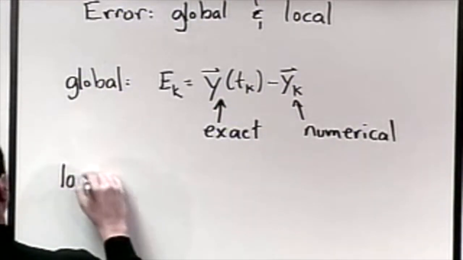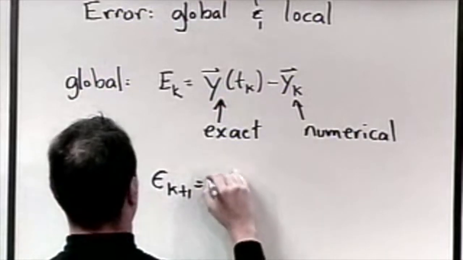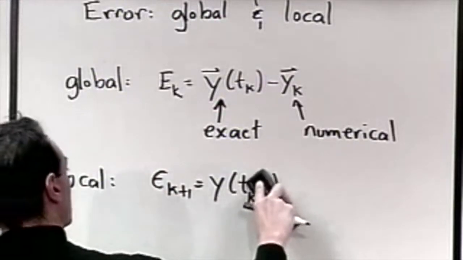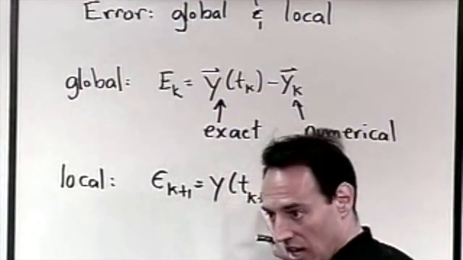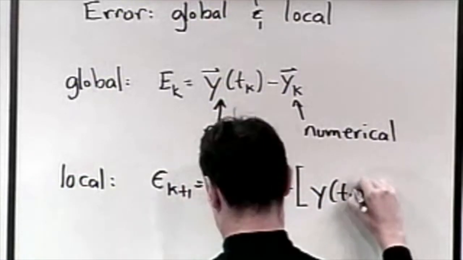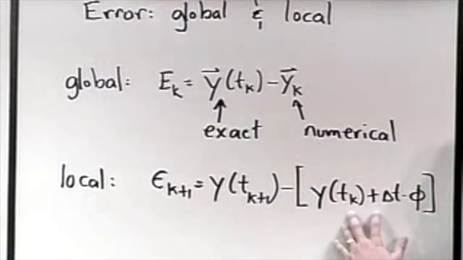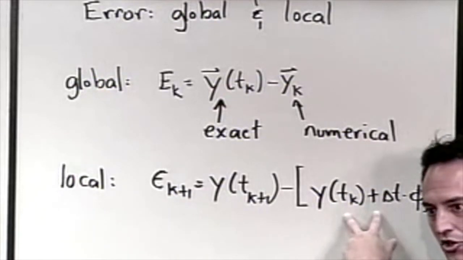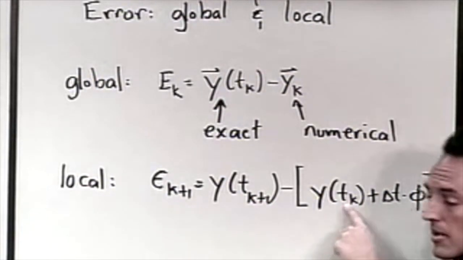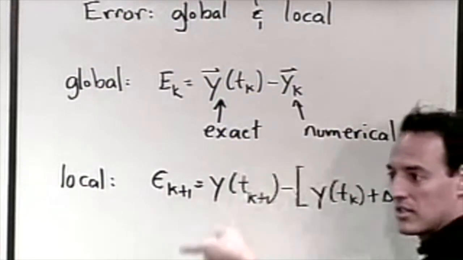The local error, let's call it epsilon_{k+1}, is the exact solution at t_{k+1} minus this quantity here. What this is, is the numerical approximation over one step. Remember, this is the exact solution y(t_k). That's the exact solution at time t_k. And if I add this, remember, this is like a one-step formula. This here gets me to my next time, Δt times f.